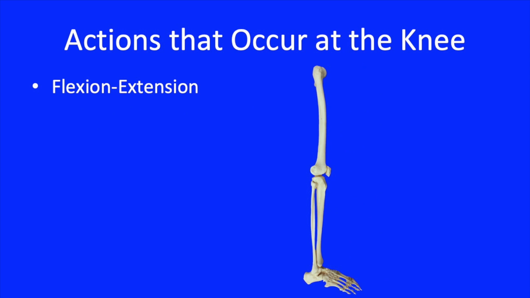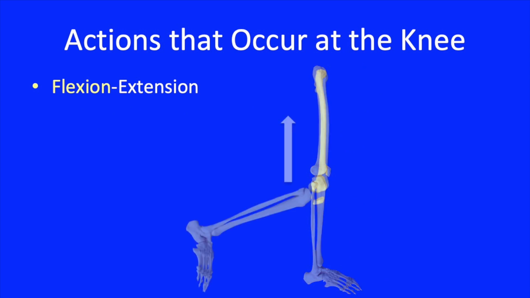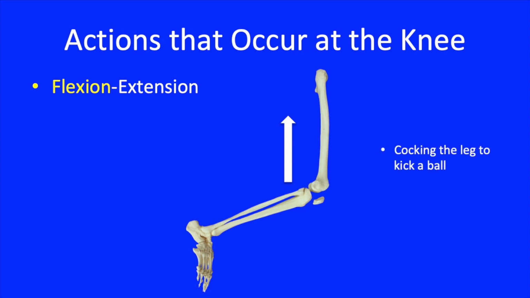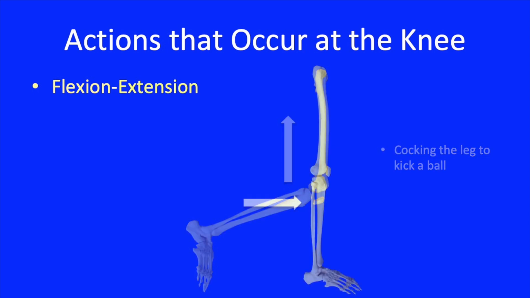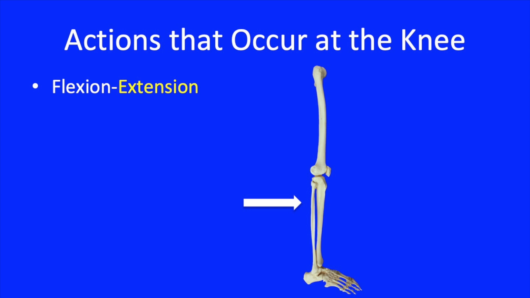Here is a knee joint as seen from the side. Movement of the leg towards the thigh is referred to as flexion of the knee. An example of flexion of the knee is when we cock the leg to kick a ball. Flexion is also done when we run, and is accomplished by the hamstring muscles. The opposite action, bringing the knee to strike the ball, is extension, an action brought about principally by the quadriceps of the thigh.